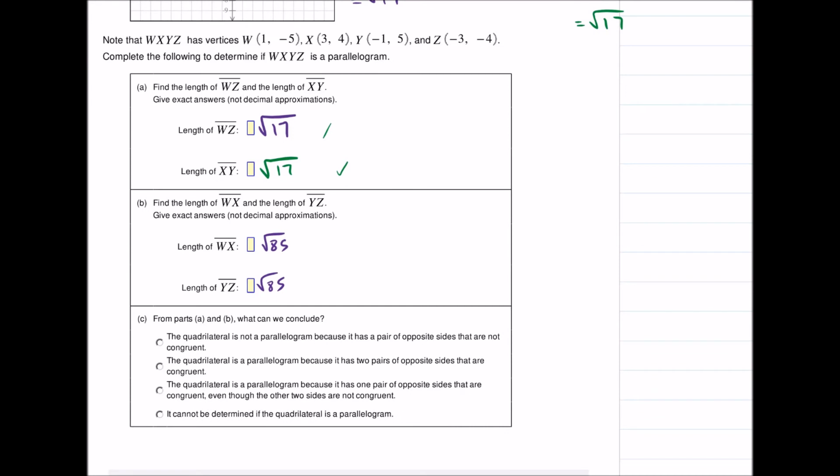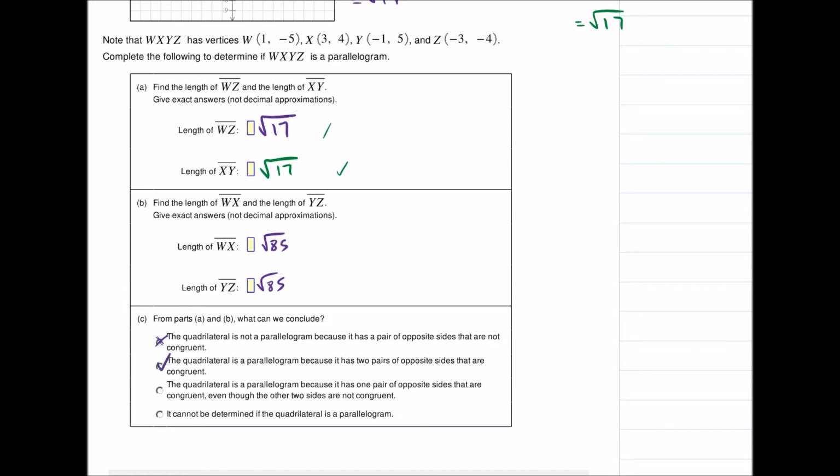So part C, from part A and B, what can we conclude? Quadrilateral is not a parallelogram because it has a pair of opposite sides that are not congruent, which is not true. We have all opposite sides are congruent, so that's not true. Quadrilateral is a parallelogram because it has two pairs of opposite sides that are congruent, so this is the correct answer.